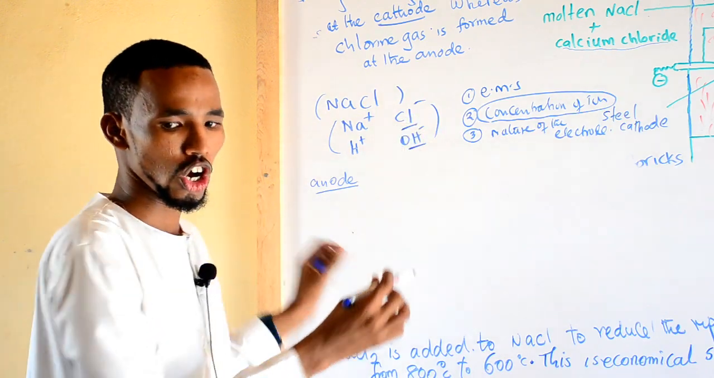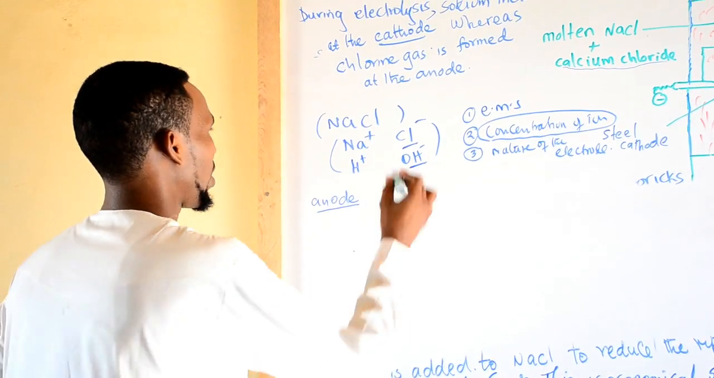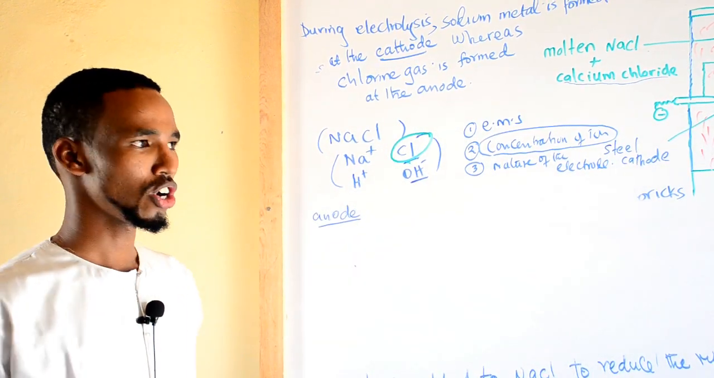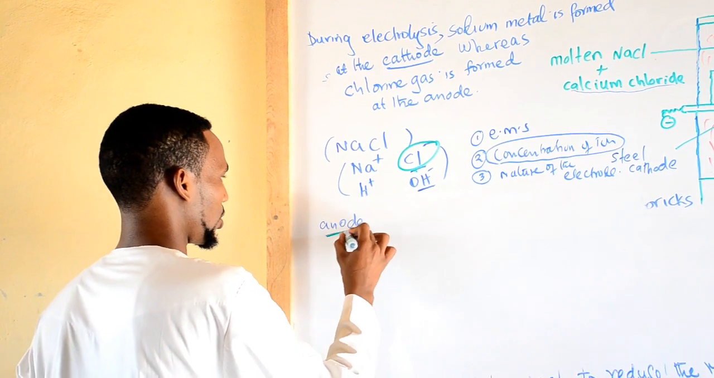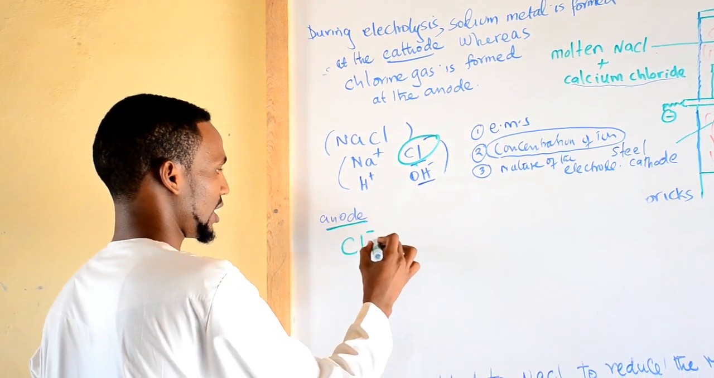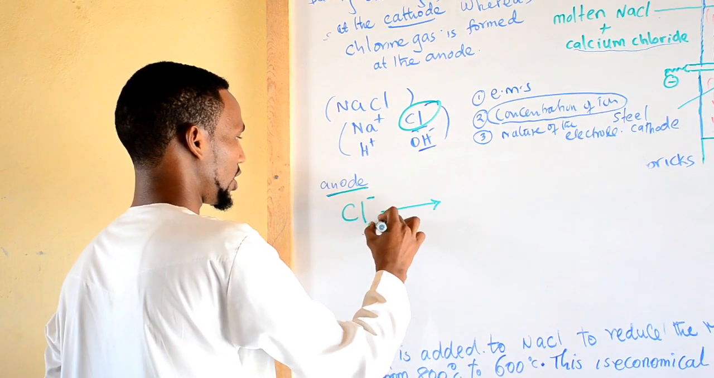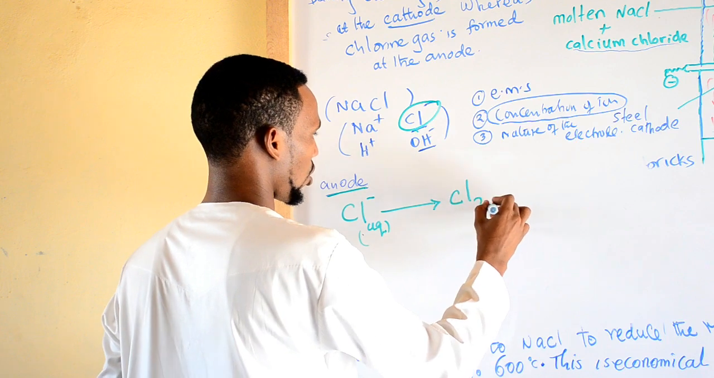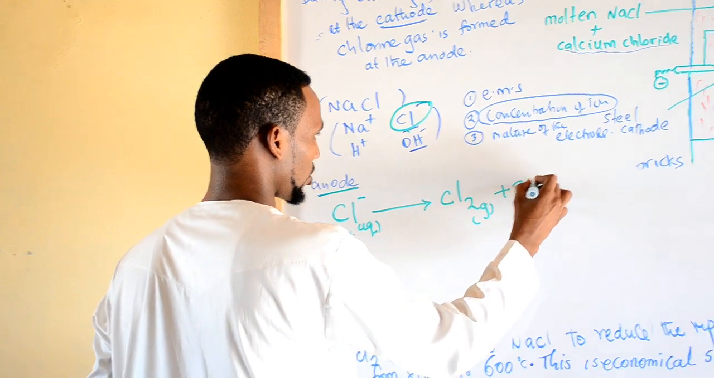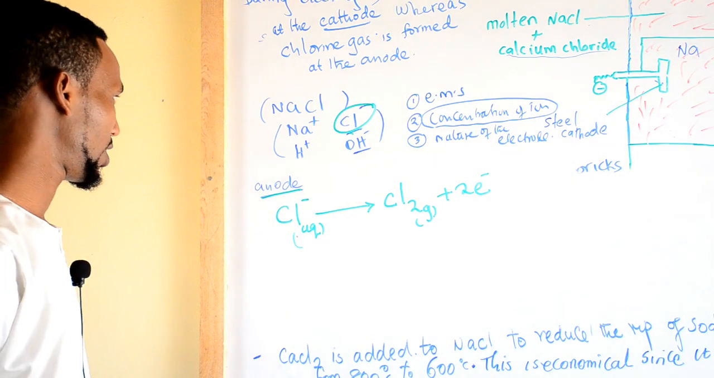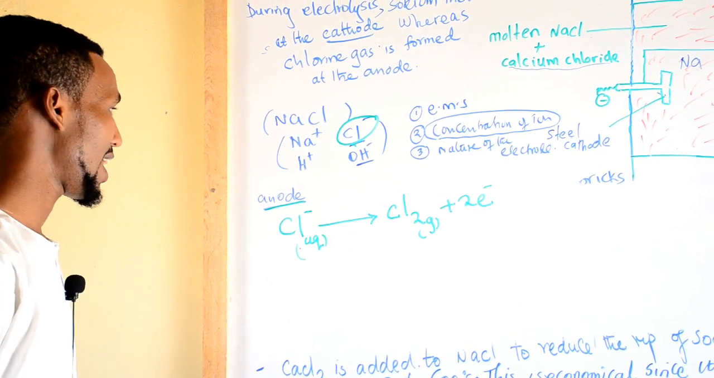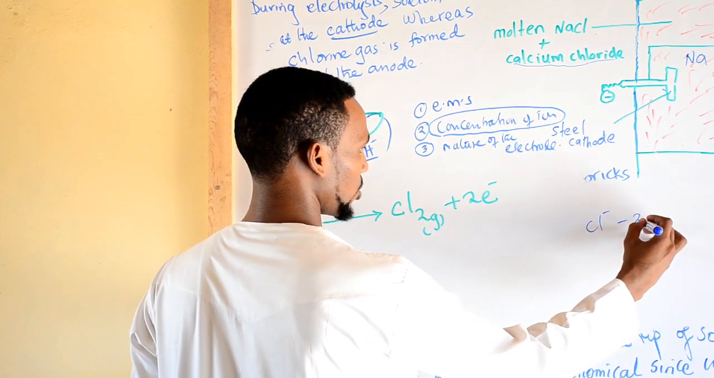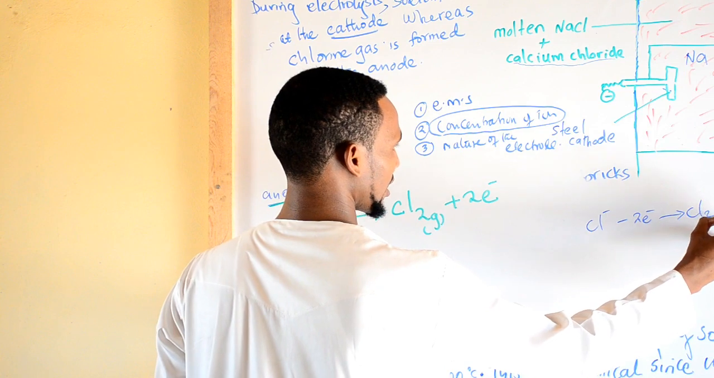So we will choose chloride ion over hydroxide ion because this one is more concentrated. And in our anode reaction, if chloride ion is discharged, chloride ion will lose 2 electrons and form chlorine gas. We're talking about lost electrons, so basically we don't write chloride ion minus 2 electrons gives chlorine gas. This is how it's supposed to be.